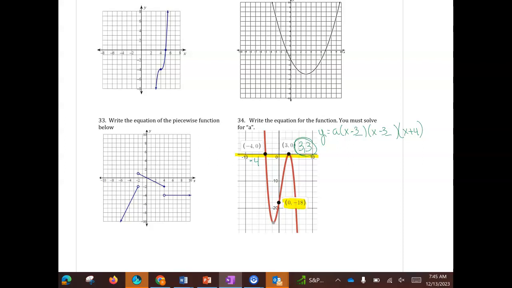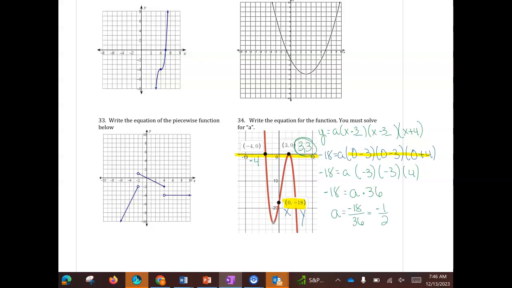So we'll be using this point. This will become my x. This will become my y. So it'll be -18 equals a. And then wherever there's an x, I'm putting in a 0. And then I need to get this all down to one number. So that becomes 2 -3s and a +4. And when I multiply those, I get a +36. And now to get a by itself, I'm going to divide by 36. And here is my a, which can also just simplify to -1/2, or you can always use the decimal.